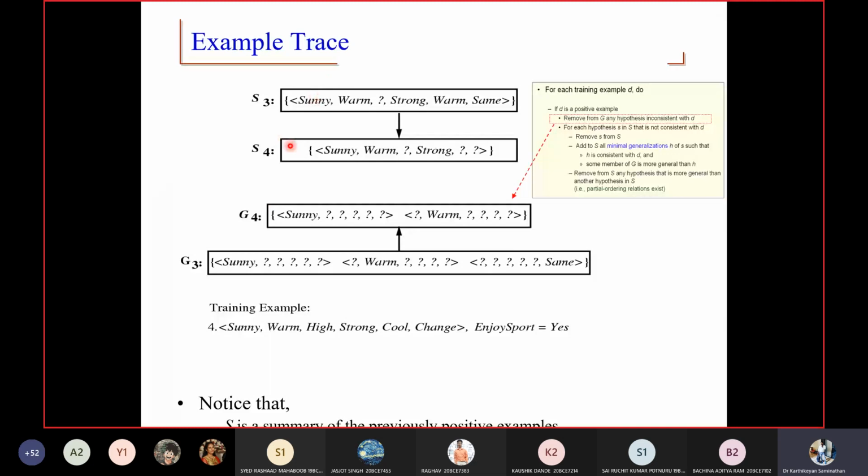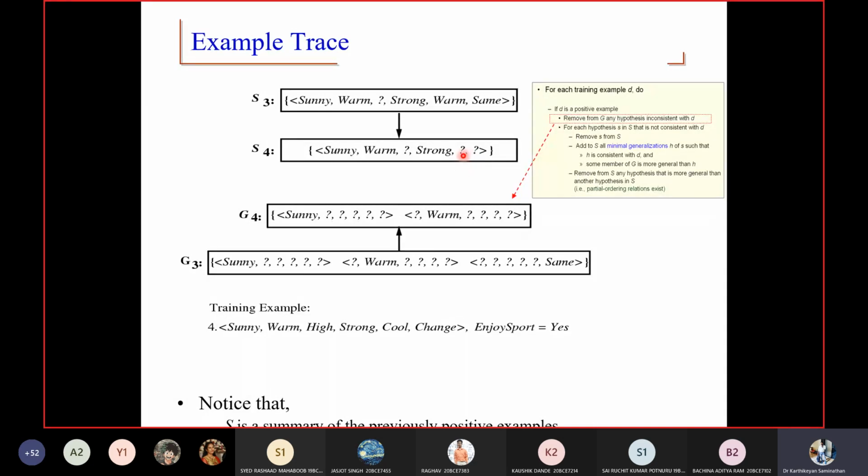So sunny versus sunny is sunny. Warm versus warm is warm. High versus question mark is a question mark. Strong versus strong, strong. Cool versus warm, that is different, so I need to put a question mark. Change versus same, that is also different, so I need to put a question mark. So now this will become a double question mark. In S3, the last two columns are warm and same, whereas in S4 these two columns are contradictory. So this will become changed as the more specific general one: question mark, question mark.